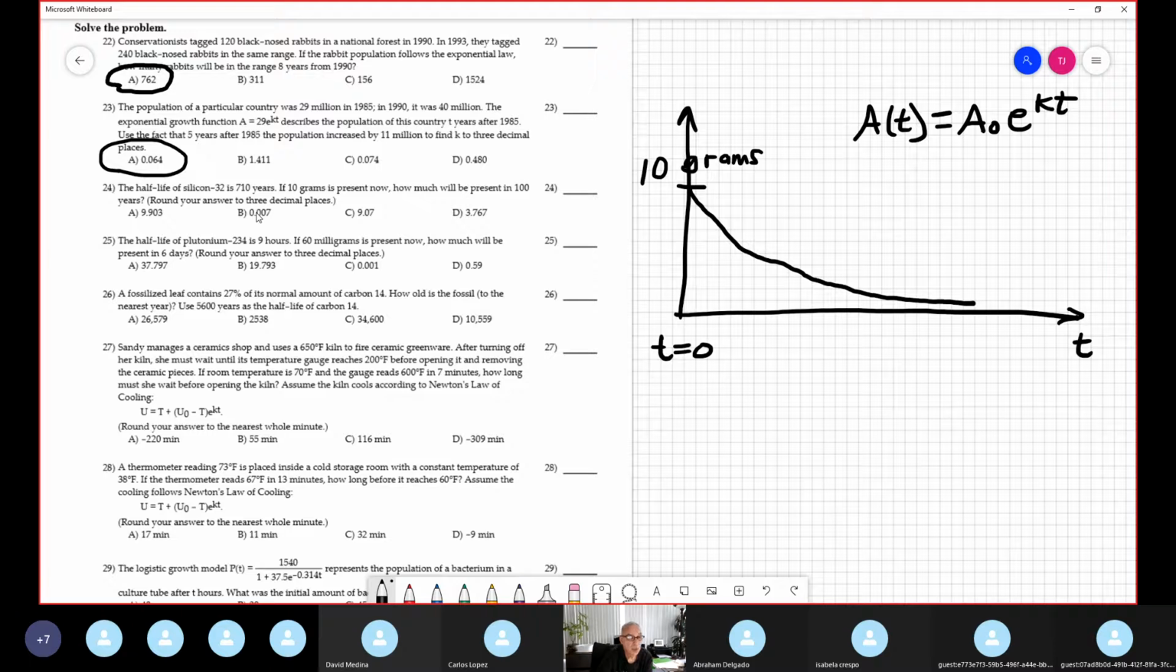So now we have 10 grams. How much will be present in 100, wow, 100 years. Okay, half-life is the time, is 7, 10 years. Wow, a lot of time. It's present half, okay, 5 grams. However, they want to investigate 100. Okay, 100 is smaller, 100 maybe here. 100 years.